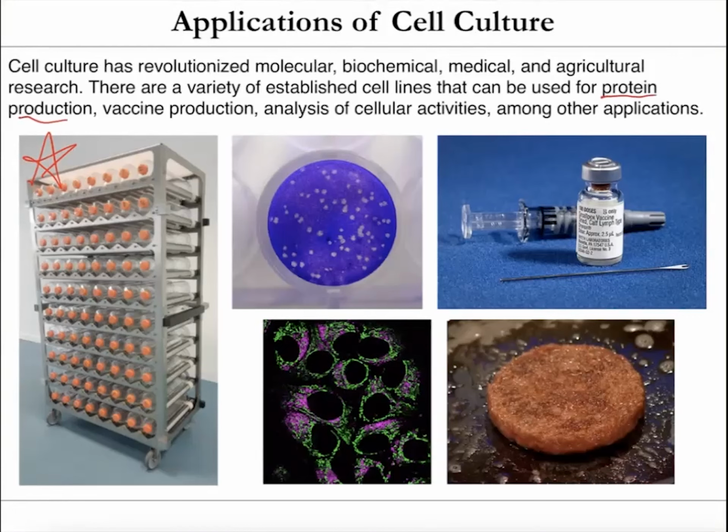A lot of vaccines are produced. So these are attenuated viruses. You would just passage them on cell culture and they'd lose some of their virulence. And so they can be used for vaccines. A lot of vaccines are produced in cell culture.